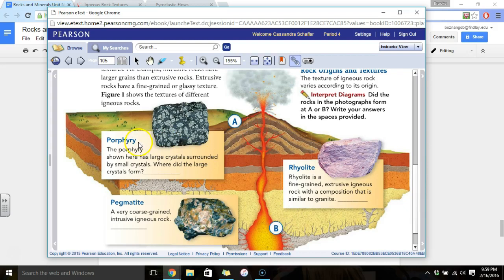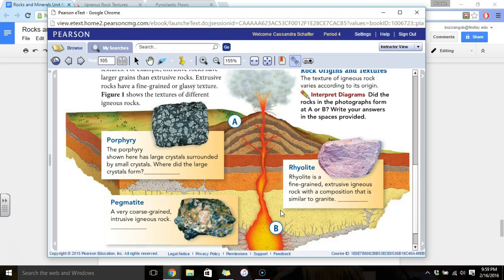But what about porphyry? The porphyry shown here has large crystals surrounded by small crystals. Where do the large crystals form? Well, we can answer that question. We know that the large crystals form down here in the magma because that's where large crystals come from. The slow cooling magma makes the crystals become really big. But where on earth did those small crystals come from?